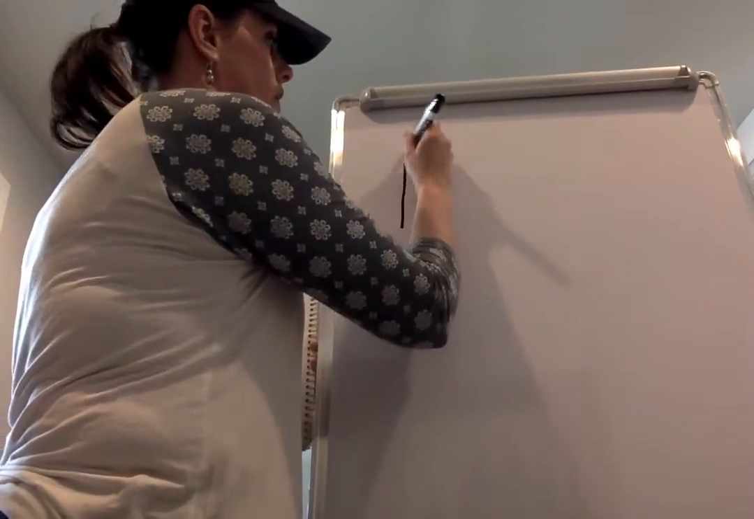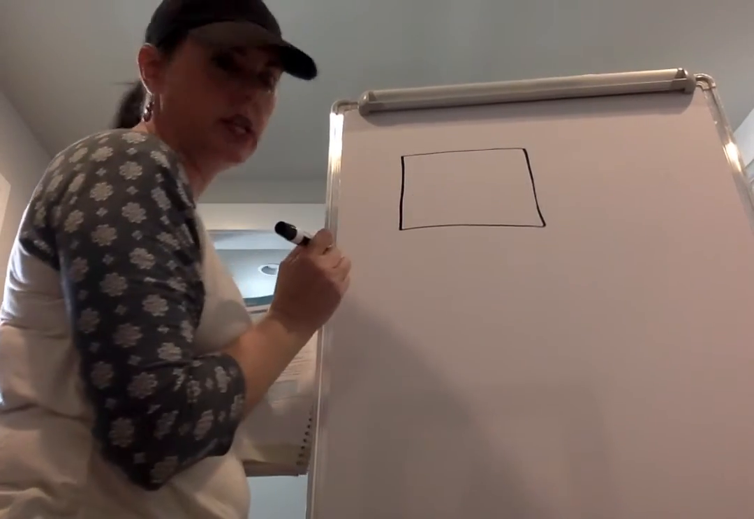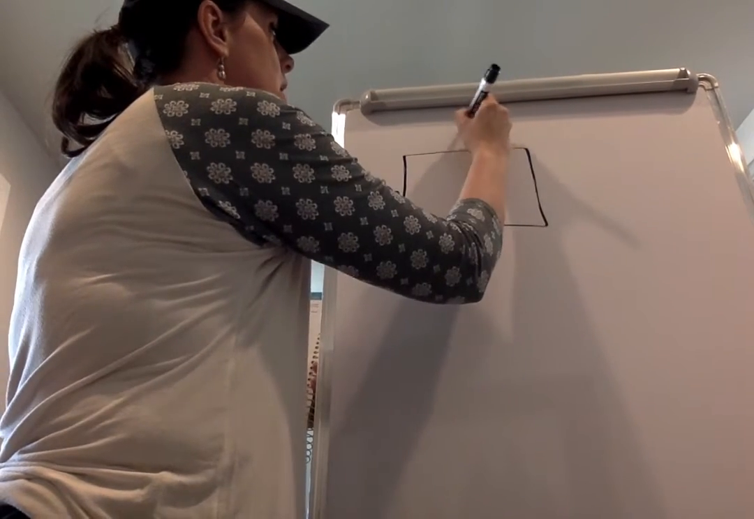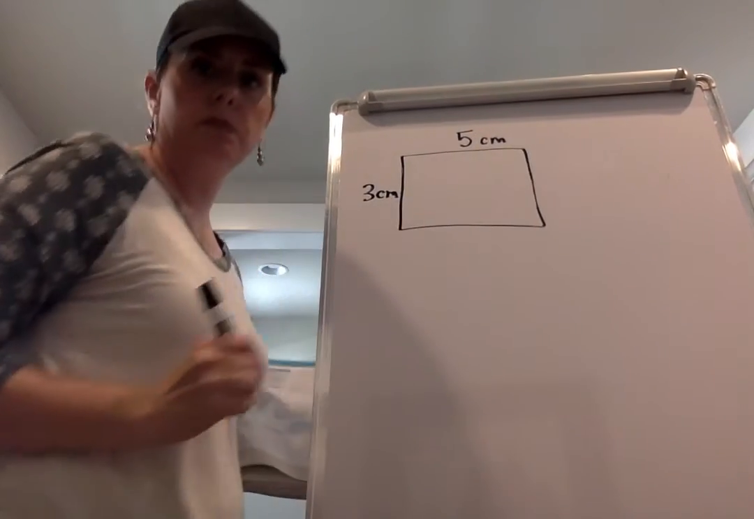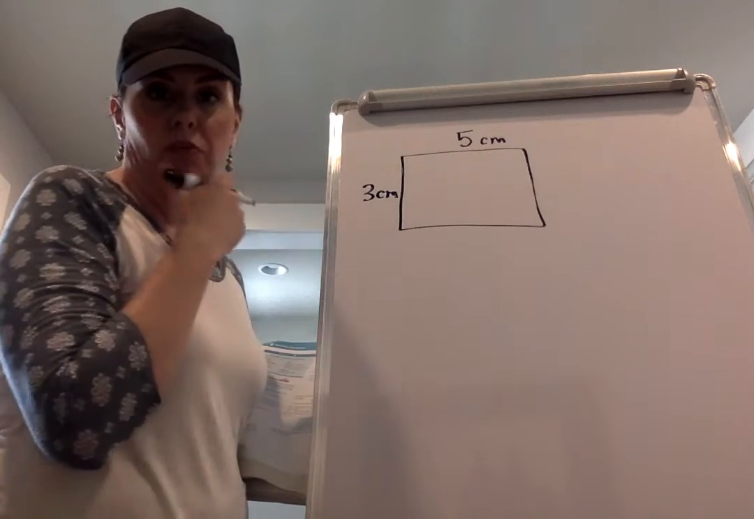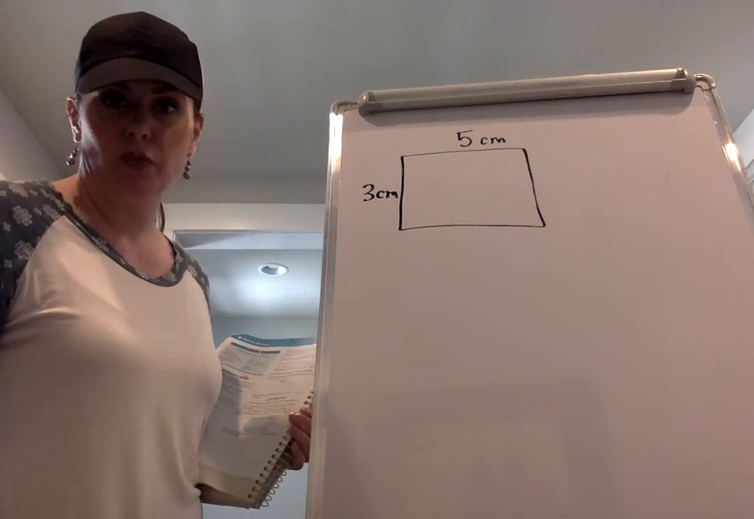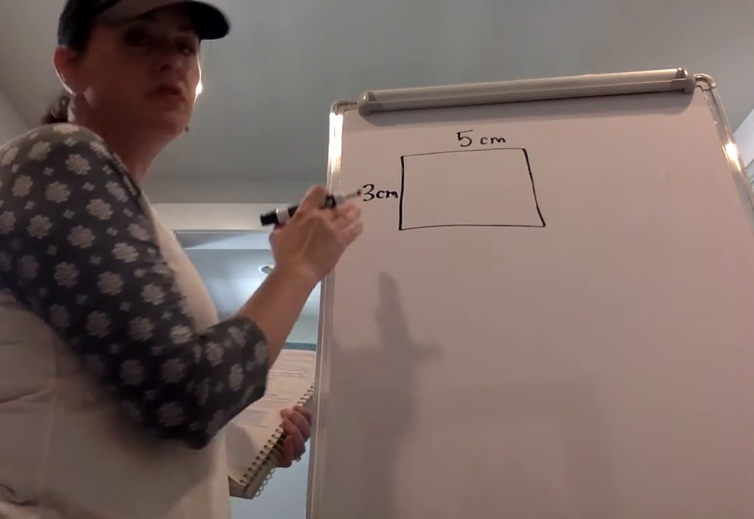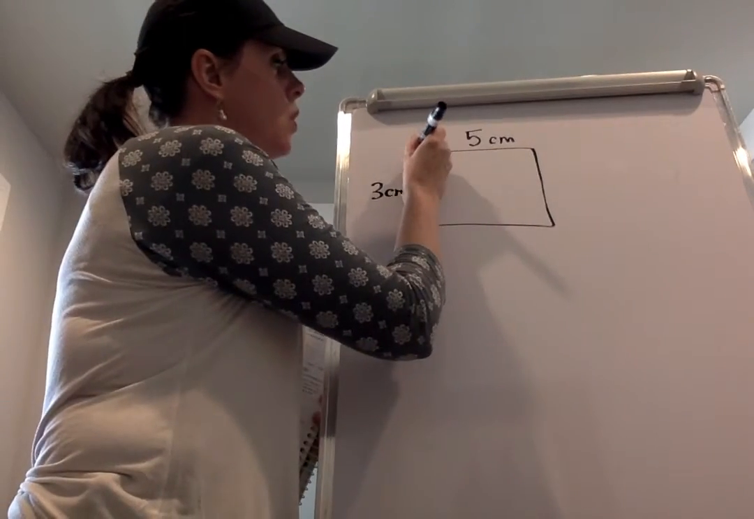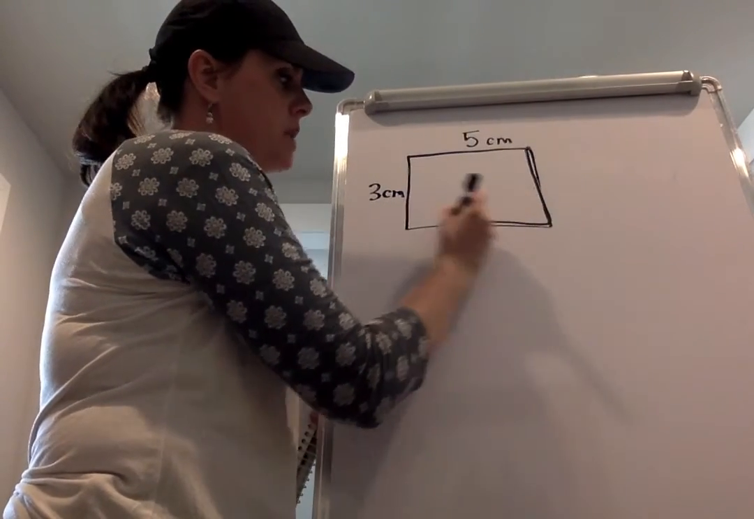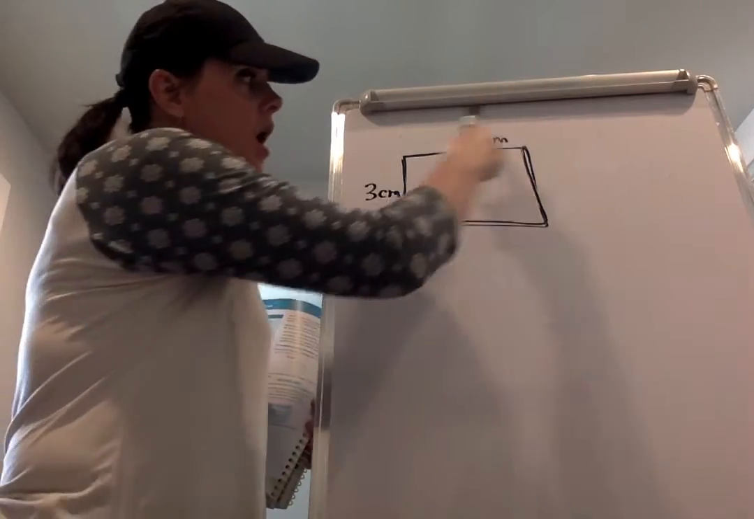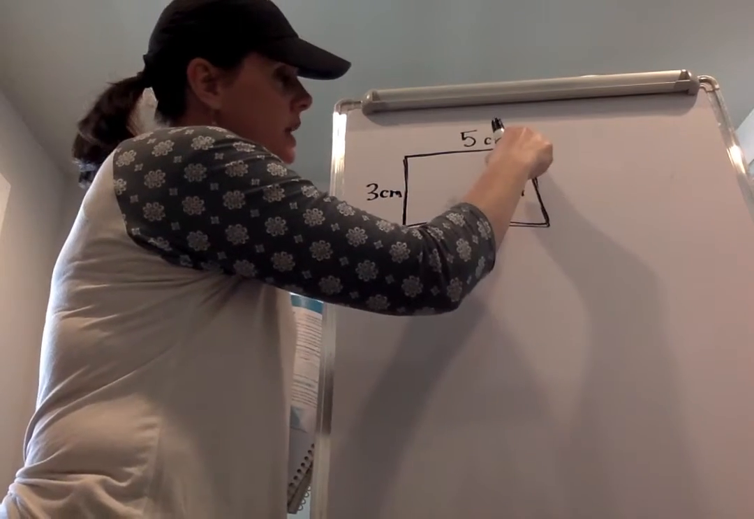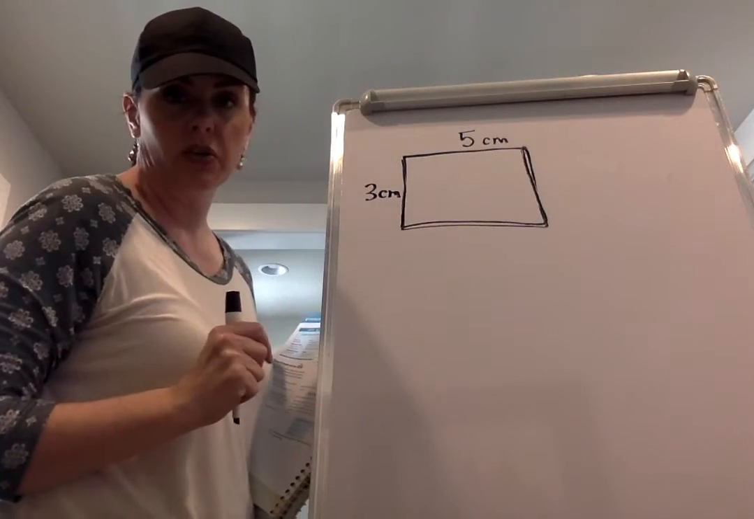I'm going to draw a little rectangle here. All right, so this side is 3 centimeters. Up here is 5 centimeters. If I asked you to find the perimeter of this, do you remember how to do that from 4th grade? I hope so. To find the perimeter, it means that we are looking for the whole outside measurement of this rectangle. All of the outside. So here's an outside measurement, 3 centimeters. Here's an outside measurement, which is 5 centimeters.